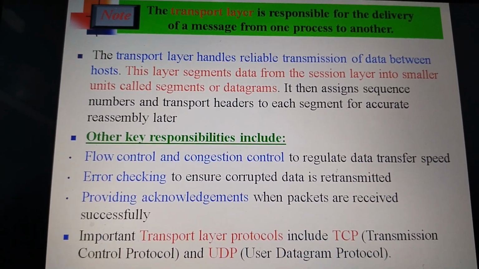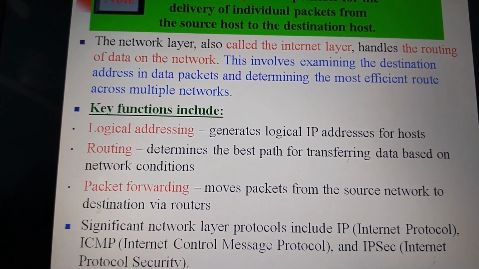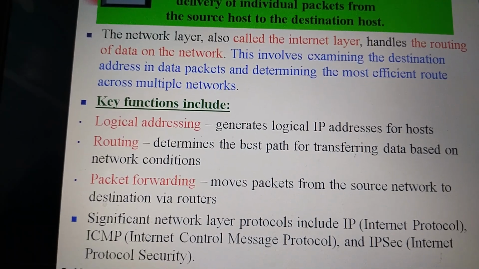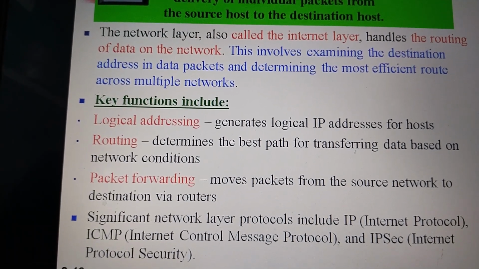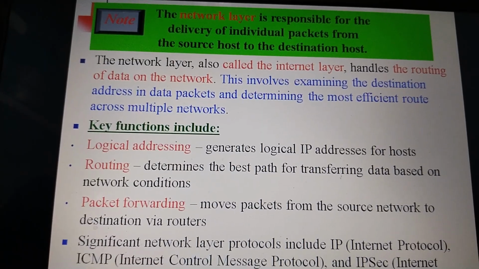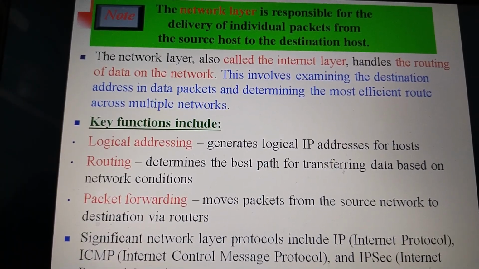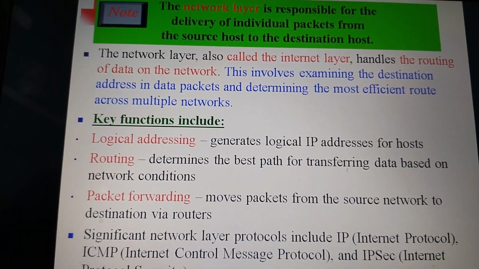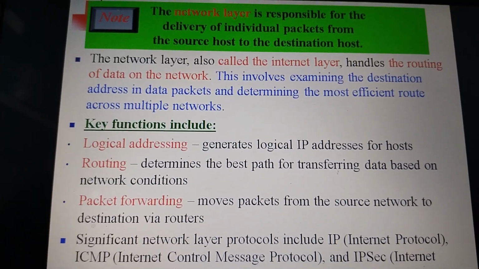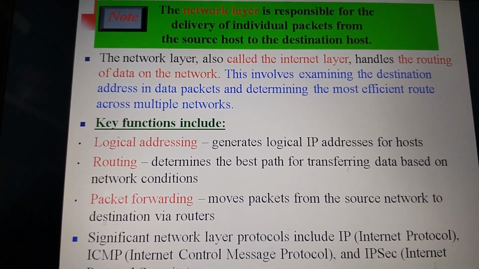After getting the packet, what is the responsibility of the network layer? It involves examining the destination address in the data packets and determining the most efficient route across multiple networks. And the Swiggy boy also, after getting the packet, verifies the address, calculates how to reach the destination, and finally finds the most efficient route to reach the customer. The duty of the network layer is the same as the delivery boy.